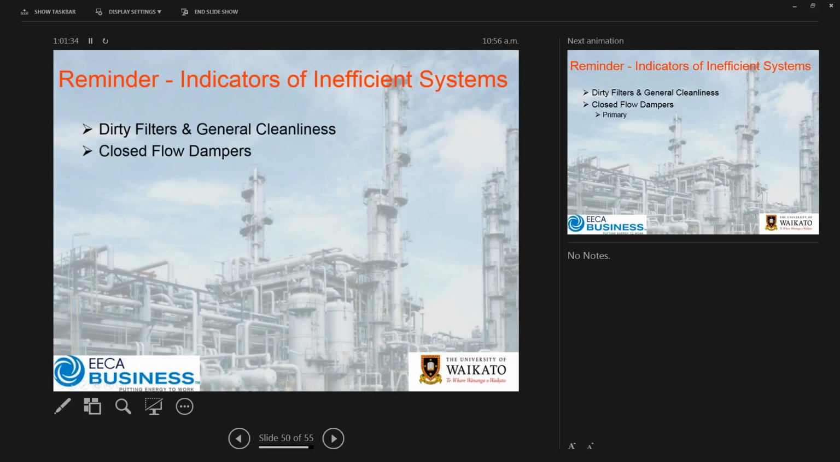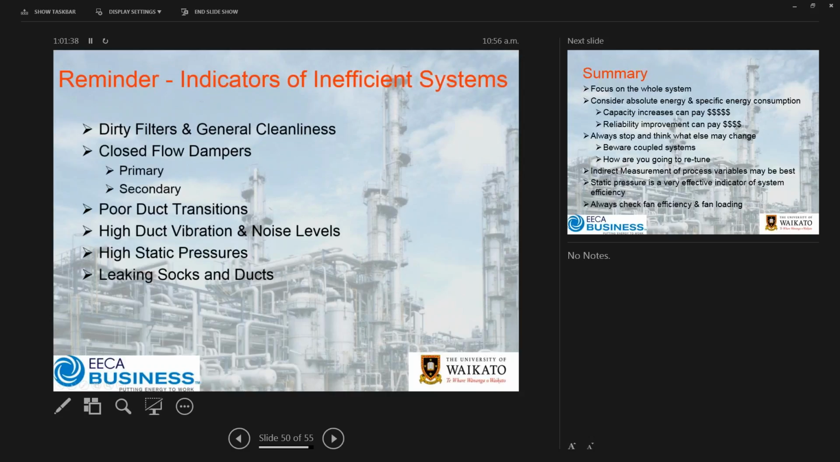You've got dirty filters, general cleanliness, closed flow dampers, you might have primary dampers, secondary, other things like duct transitions, where you've got duct vibration and noise levels, high static pressures. If you've got flexible socks on your ducts that are blowing right out when you push them, they're tight like a trampoline, there's a pretty good indication that we've got too much pressure in our system. Normally that'll ultimately lead to these socks and ducts leaking and air pouring out where you don't want it. So all very simple telltale signs.